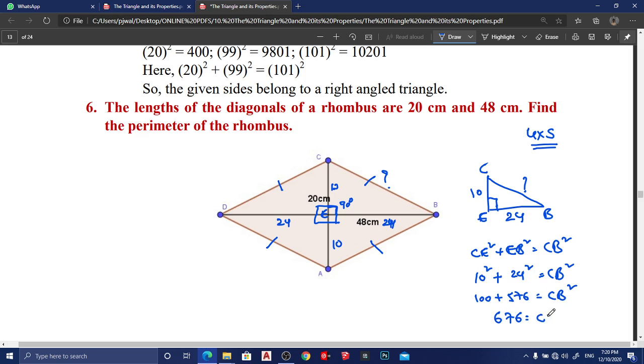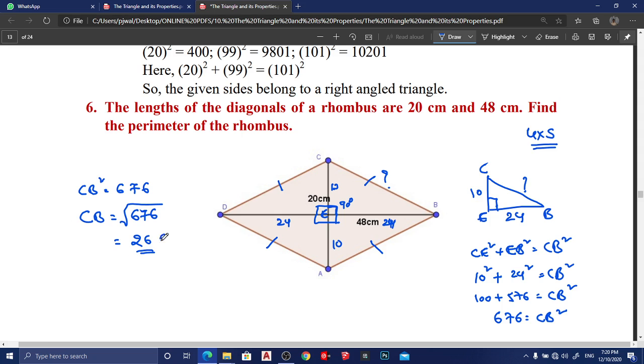676 is equal to CB square. Now I am moving over here. CB square is equal to 676. Now to find CB, we have to take the square root of 676. What is the square root of 676? Which is 26. If you find the prime factors, you can find out this square root of 676.